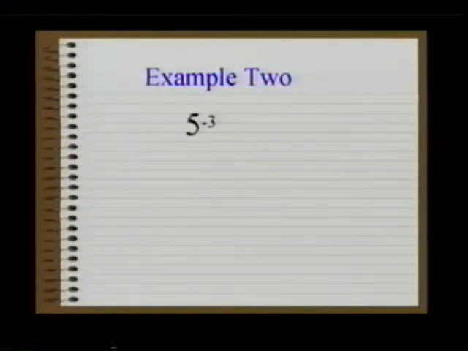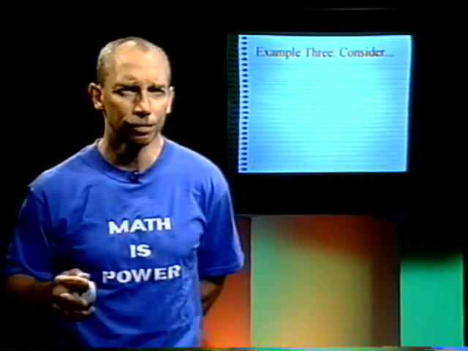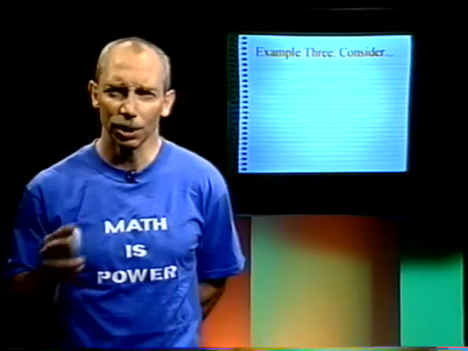5 to the minus 3rd power. We know that minus, when it's in that position, means reciprocate. 5 to the 3rd power is 5 times 5 times 5, or 125. So 5 to the minus 3rd power is 1 over 5 to the 3rd power, or 1 over 125. Not so hard. Now let's consider this before we go on.